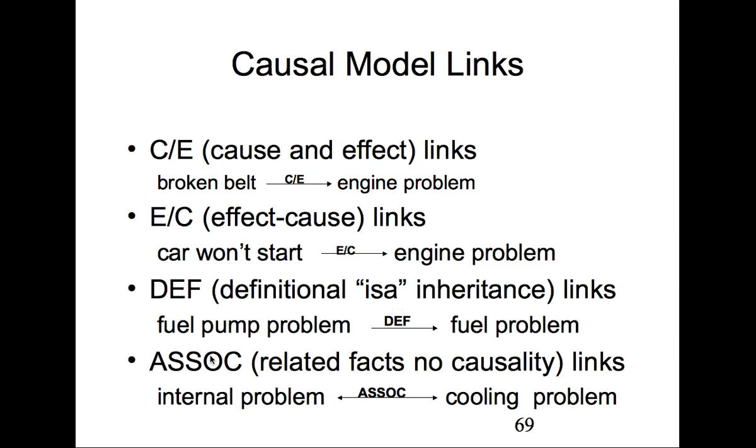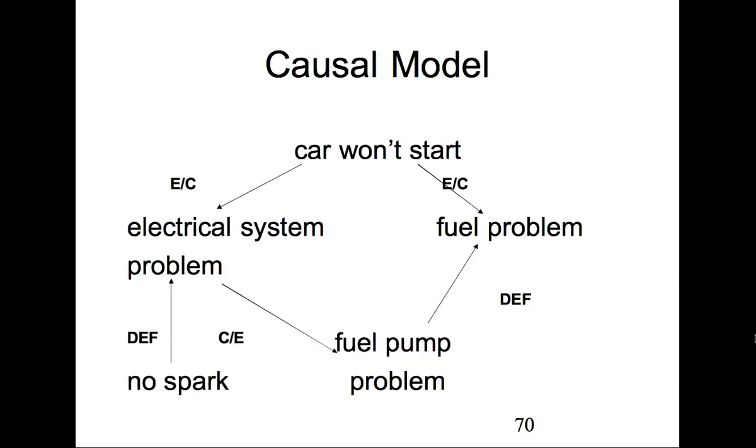Or the association where there's a related fault with no causality, and there's no cause for the fault. There's an internal problem. Well, we don't know what the problem is. It's probably a cooling problem or something. So we can take a look at the problem of a car not starting, and we can say, the car won't start. Well, it could be a fuel problem, could be an electrical problem. I don't know. It could be that there's no engine in the car. Someone stole the engine or something, which is kind of an interesting problem. No spark plugs, perhaps, no fuel pump.